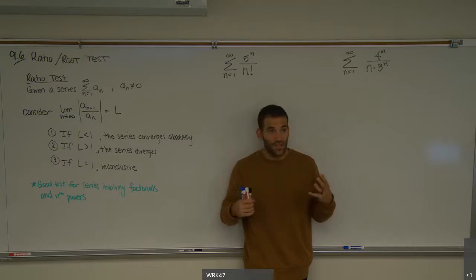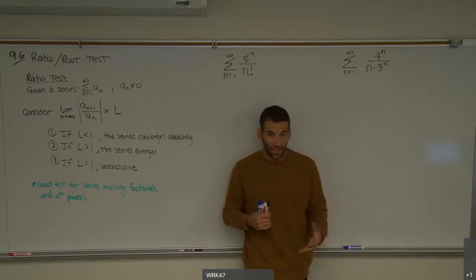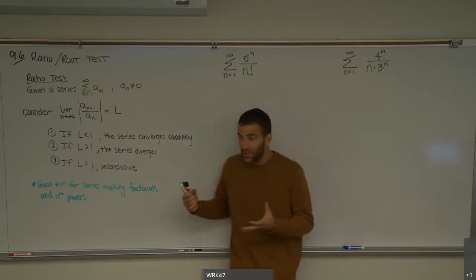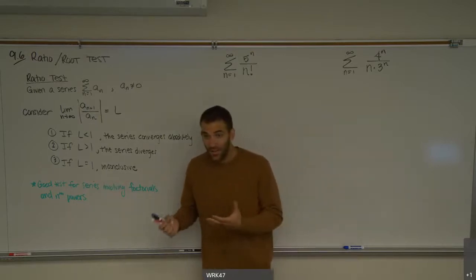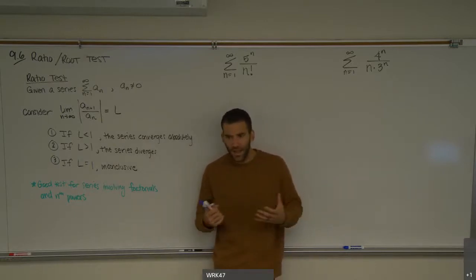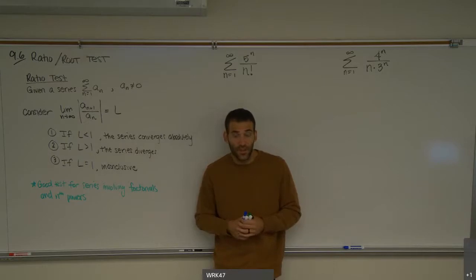We came up first with this idea that if the sequence terms aren't going to zero, then the series must diverge. It's not going to converge. And then, what happens other than that? What if the sequence terms do go to zero? Will it converge? Not necessarily. And so we have to determine, how do we know whether or not it converges or diverges?